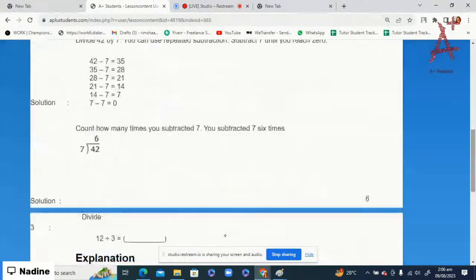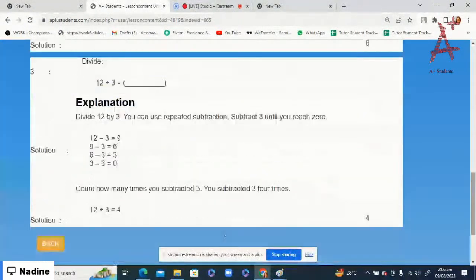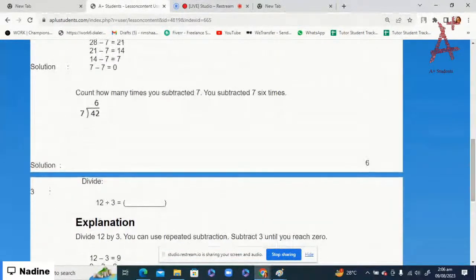Okay, so now solve this one. 12 divided over 3. Let's check it. What's the answer when you divide 12 over 3? So 3 times which number is 12? Let's check. 3 times 1 is 3. Then 3 times 2 is 6. 3 times 3 is 9. And 3 times 4 is 12. So you got the answer 4. Okay.